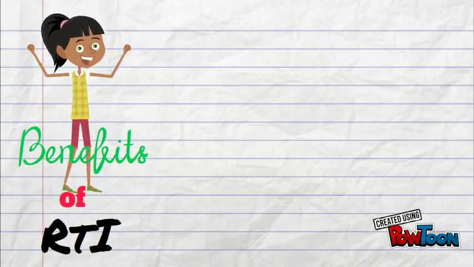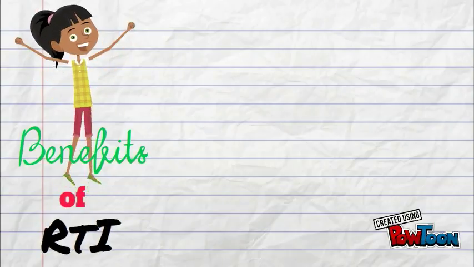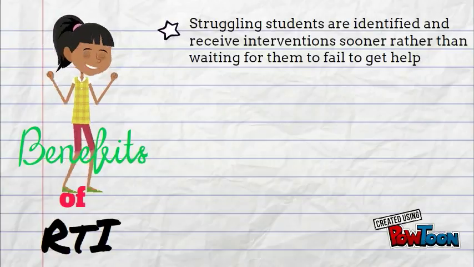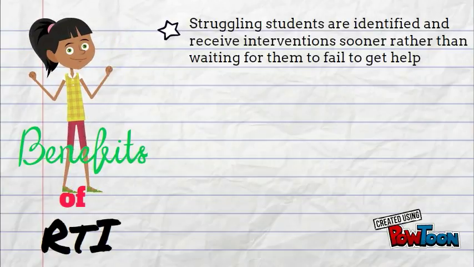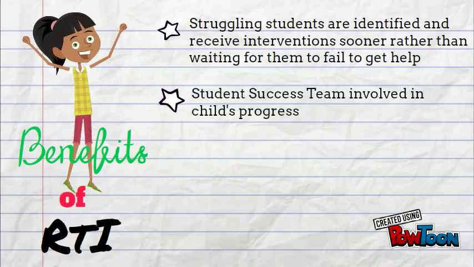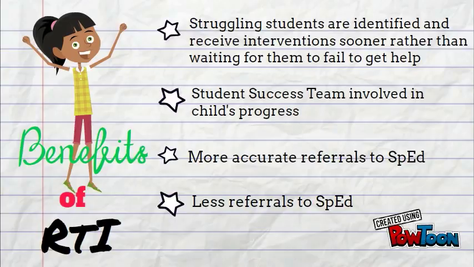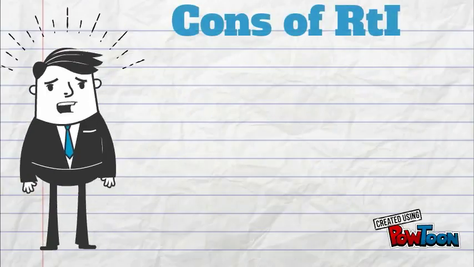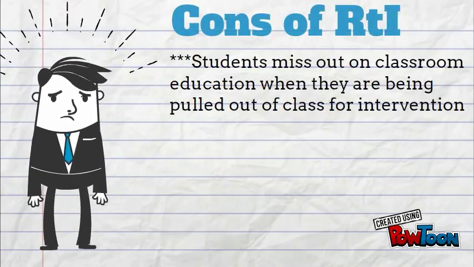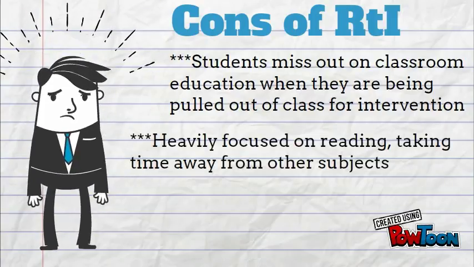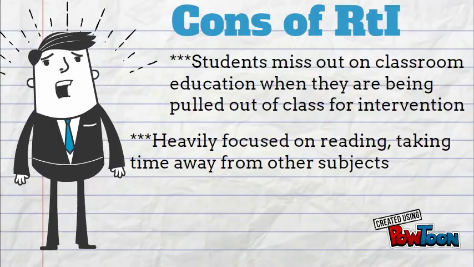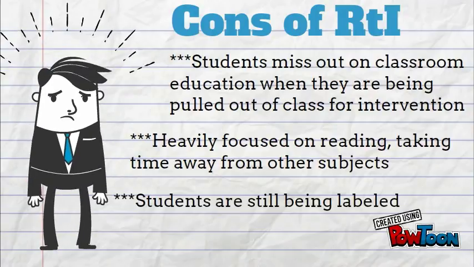Based on a case study done by Clark County School District in Nevada, some benefits of RTI are providing early intervention before students fail, having a team of professionals involved in a student's progress, more accurate referrals to special ed, and less referrals to special ed. Some cons of RTI are students miss classroom education if they are being pulled out for intervention. It seems to be heavily focused on reading, taking away other learning opportunities, and students are still often labeled.